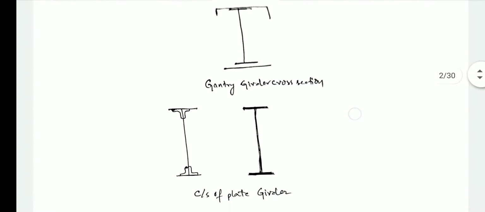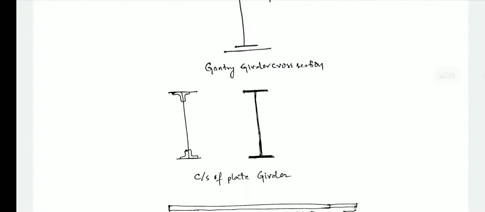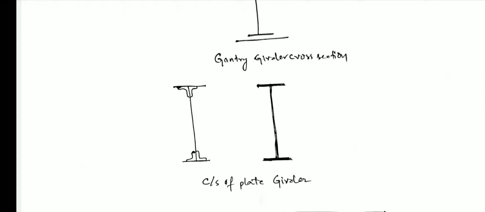And the next diagram they have given is the cross section of a plate girder. When you see this, it is a welded I section, and this figure consists of two angle sections placed back to back at the top and bottom of the I section. So the I section is connected with two angle sections back to back, top and bottom. These two cross sections are used for plate girders.